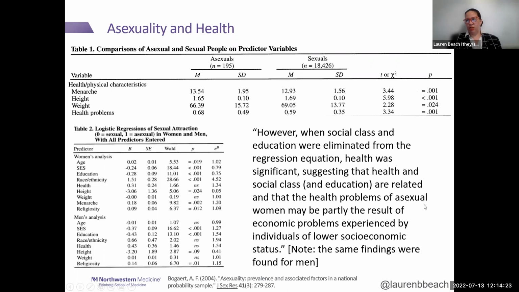There's also, in the discussion of the paper, the authors note that when social class and education were eliminated from the regression equation, health was significant, suggesting that socioeconomic issues may be impacting the health of asexual individuals, especially among women. So that would be consistent, again, with a minority stress perspective about how stigma and stress can then be filtered into poor health, in this case also through perhaps effects on socioeconomic status, which is often what happens when you are discriminated against. It often has SES effects.